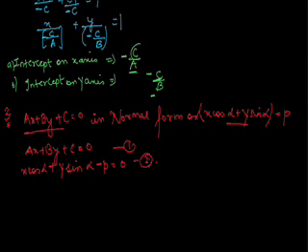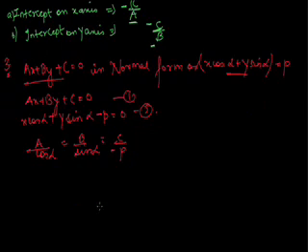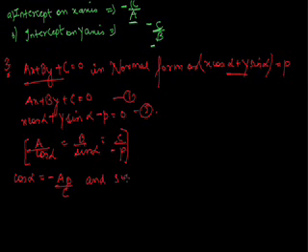From 1 and 2, I can say that a upon cos alpha equals b upon sin alpha equals c upon minus p. Okay, from here I can say that if I equate a with cos alpha, I'll be getting cos alpha equals minus a upon p upon c, and sin alpha equals minus b upon p upon c.